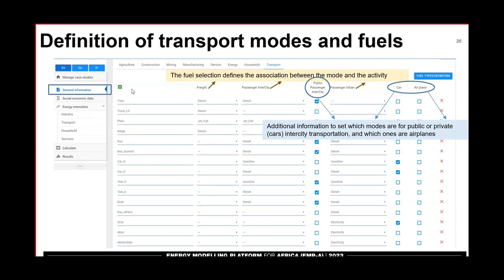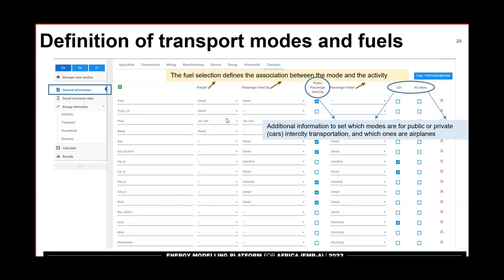And how do we understand this? When you click on the green plus, you can create a new line. There you will define the transportation mode by giving a name. Let's say you give the name train, and you select the fuel that a train is consuming. When you select the fuel, you are also saying that this transportation mode will be active in this sector. Because here you can see we have freight, passenger intercity, and passenger urban. So by selecting a fuel under each column here, you are automatically allocating that transportation mode into that sector, and you are also allocating to this transportation mode a specific fuel. So that is what you have to do everywhere here.